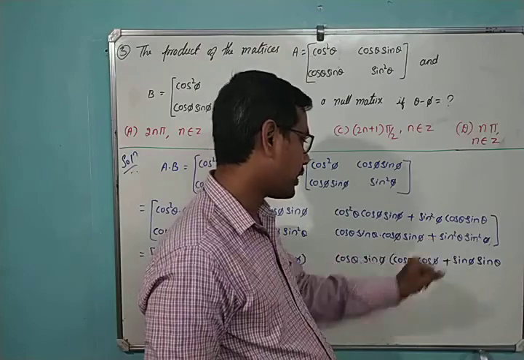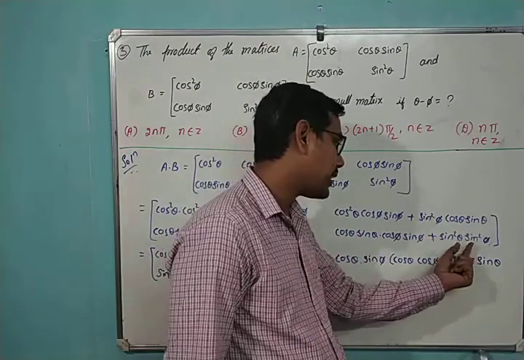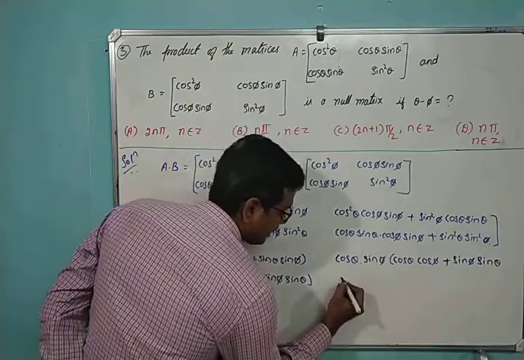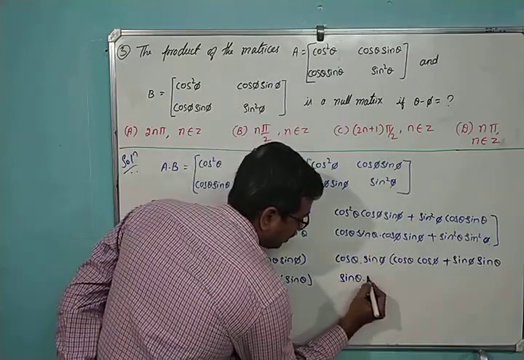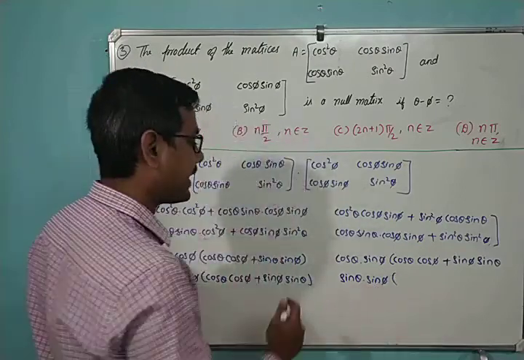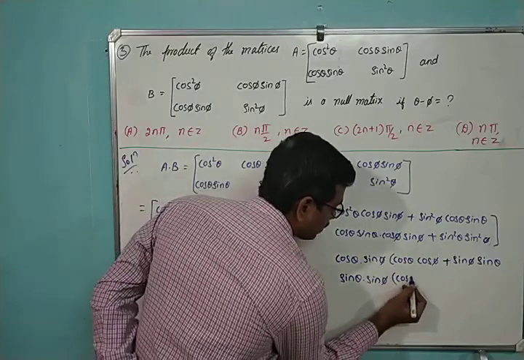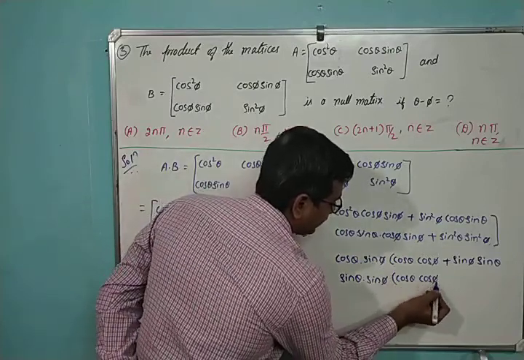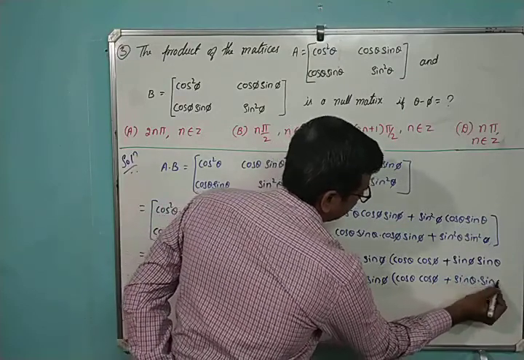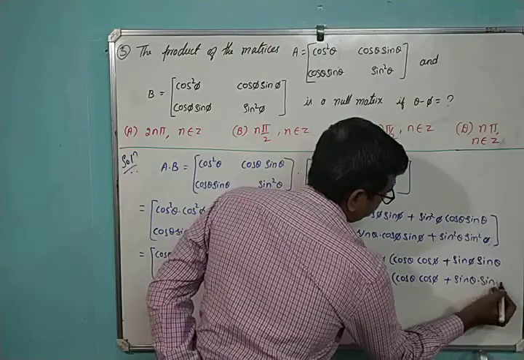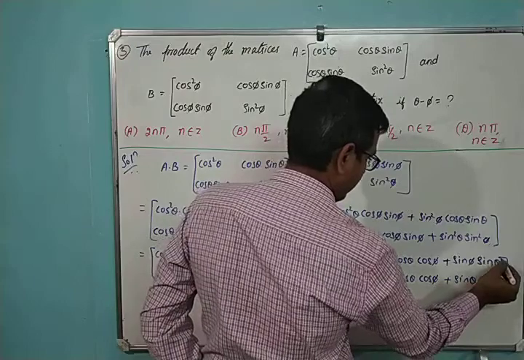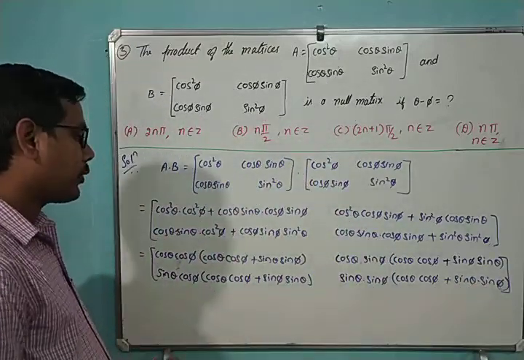Okay. And here I am having cos theta. Do I have cos theta? No. Right. But sin square theta and sin square phi. Am I having sin theta and sin phi here? Definitely. So take sin theta into sin phi. If I take sin theta into sin phi, inside will be cos theta into cos phi plus sin theta into sin phi. Right, this is how it will be.